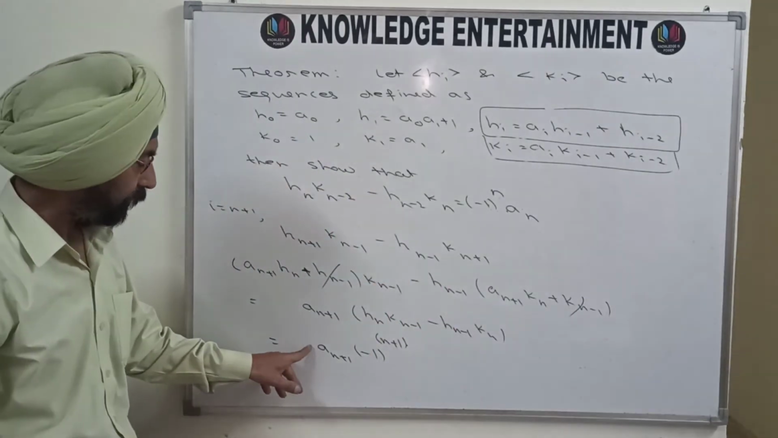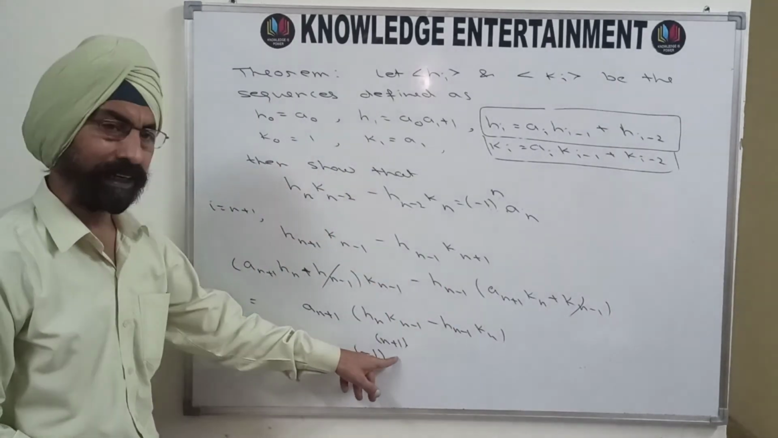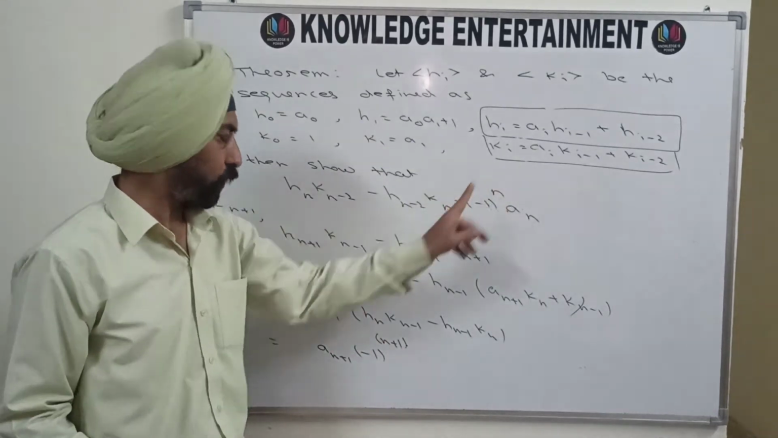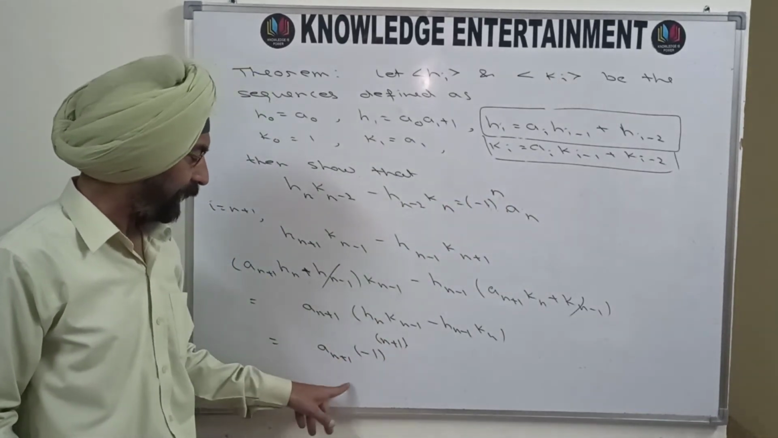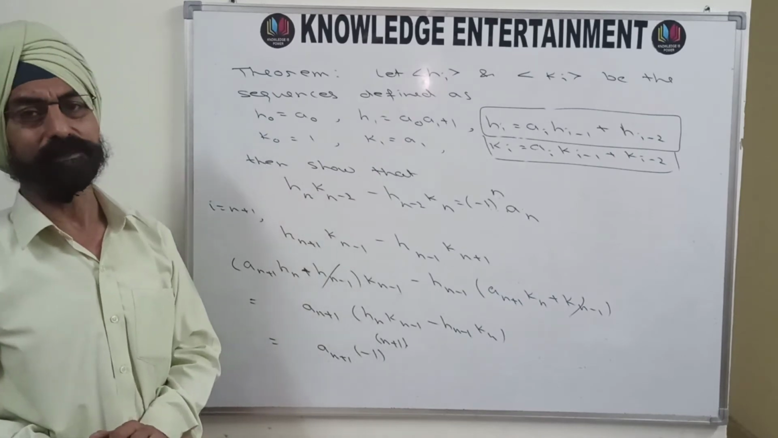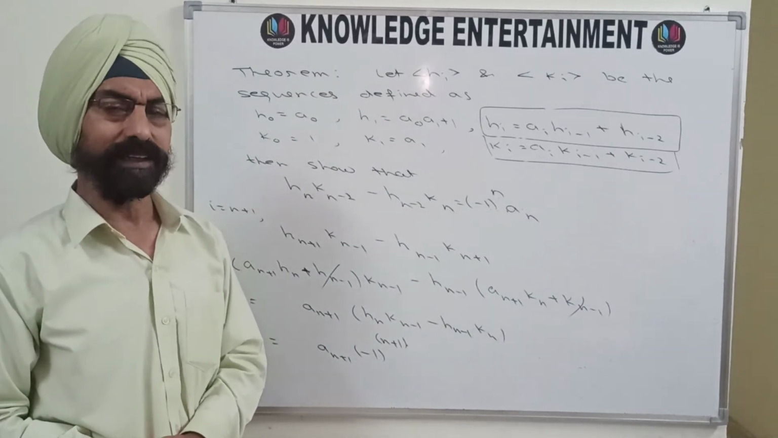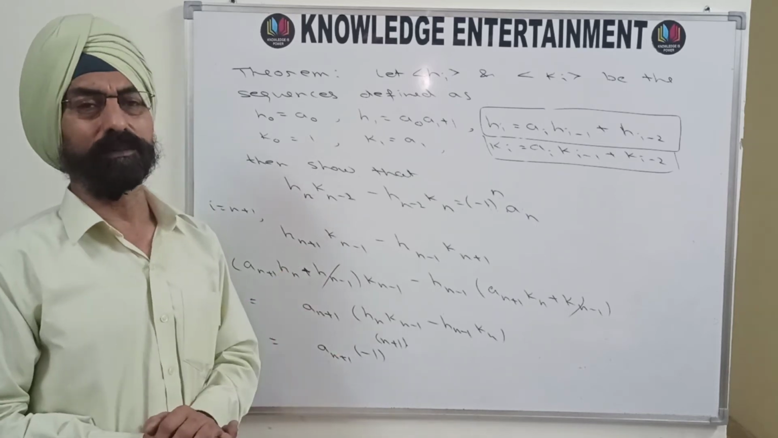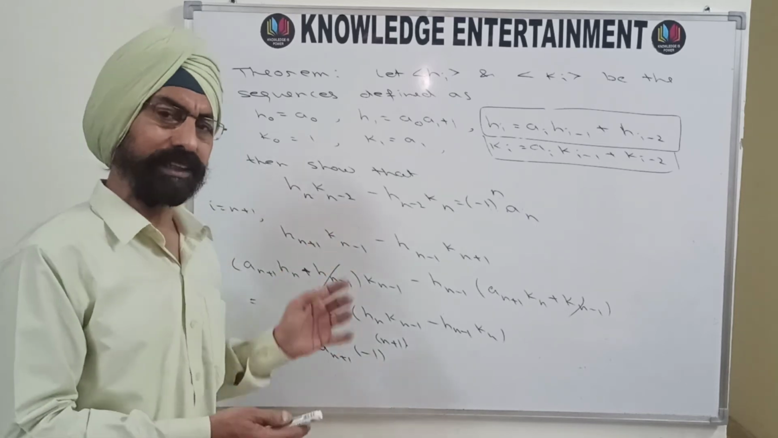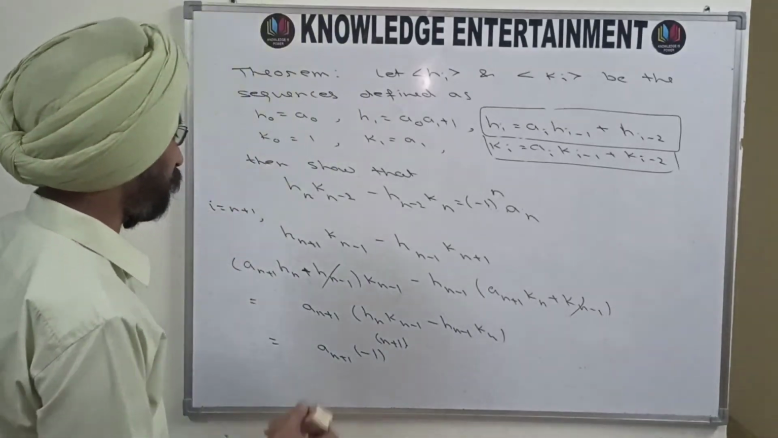So what you get is a_{n+1} times minus 1 raised to the power n plus 1, that means minus 1 raised to the power i, a_i. So the result is also true for i equal to n plus 1, and that shows, by the principle of mathematical induction, that the result is true for all natural numbers n.